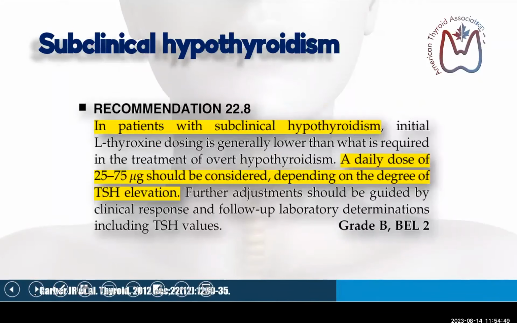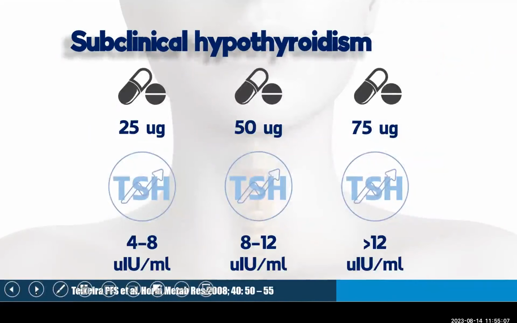However, for subclinical hypothyroidism, because this is a milder form of hypothyroidism, we use a lower range of levothyroxine dosages. As you can see here in the American Thyroid Association, usually you would need a dose ranging from 25 to 75 micrograms per day, and you may use the TSH at the time of diagnosis as your guide to initiate the treatment.